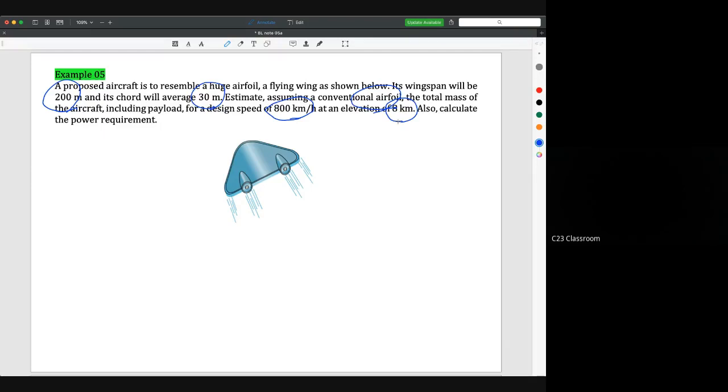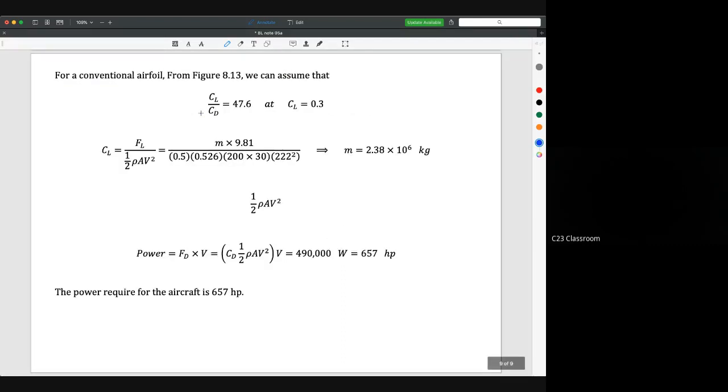So this is just to extend our knowledge about the calculation of lift and drag force. The wing is a delta wing. You could search about the delta wing. It is a wing with a triangular shape like this one. But to simplify our calculation, it is okay for us to take the wingspan of 200 meters and the chord of around 30 meters, so we could calculate in rectangular shape. Let's say it is a conventional airfoil.